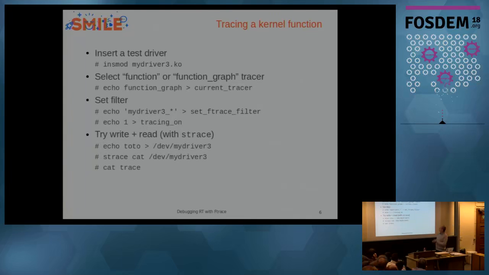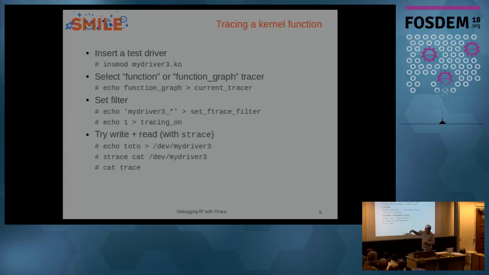You set a function graph for function. Function graph is much better because it sets a graph of a C-like graph. You set the filter. You trace only the function of my driver. You trace. And you know, Toto for French is like foo and bar for US, and the stories of Toto are very famous in France. So you send something to the driver and you can get the result from the trace.